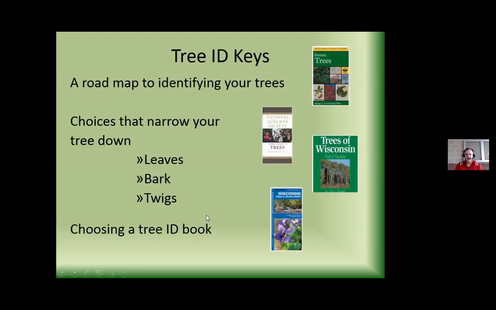All right, so tree ID keys, what are they? Like it says, basically a roadmap for identifying your trees. You're going to be presented with a series of questions, and if you answer all of your questions, you're going to end up with the identity of the species that you're looking at. Some of the key features for trees are going to be the leaves, bark, and twigs.